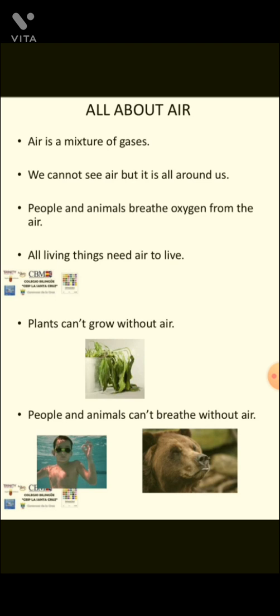Whatever living things are present on the earth, they need air, because in air important gases are present that are required by the plants and animals. You know that in the process of photosynthesis, plants need carbon dioxide that is present in the air, and all the animals need oxygen that is present in the air. Plants cannot grow without air. A plant will die if photosynthesis does not take place, and for the respiration process also they need oxygen. People and animals can't breathe without air. Without air we cannot breathe.